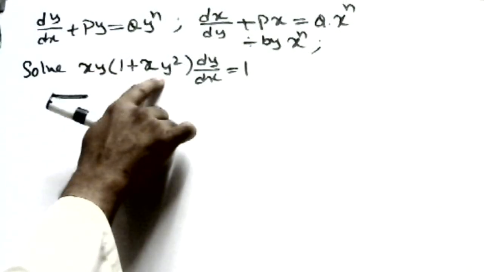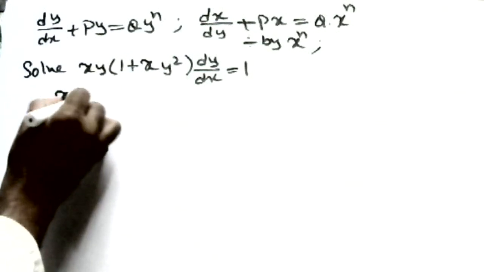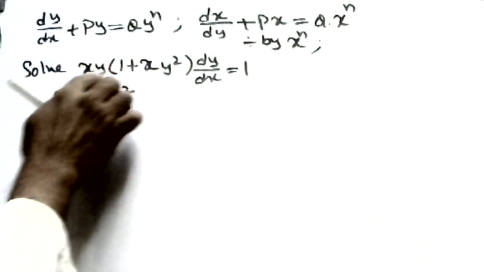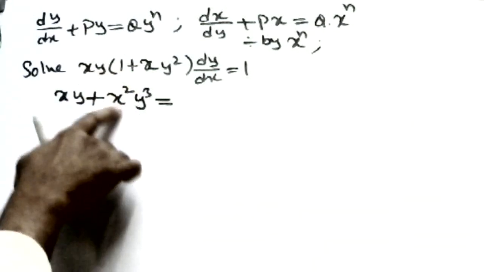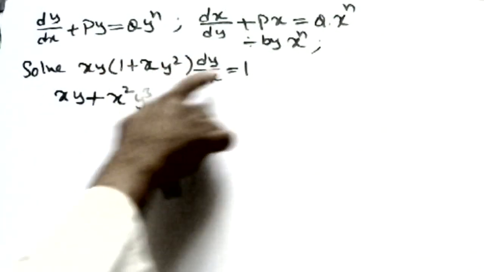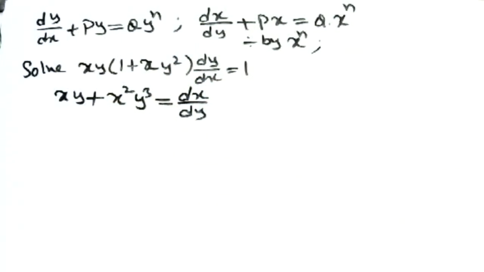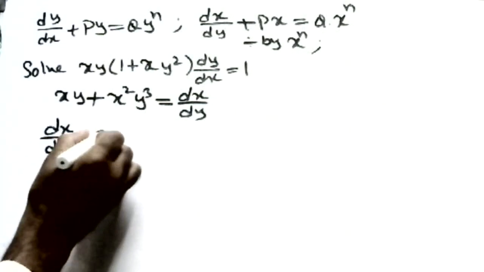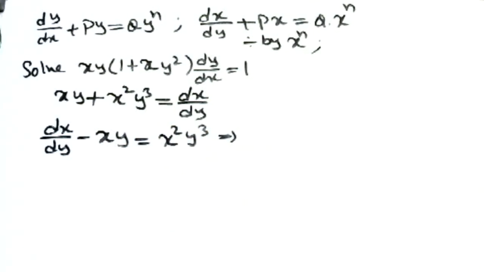You do one thing, you multiply this with xy into 1 and bring this here. You see here, xy into 1 will be xy plus x into x square, and x into y square, y cube equals xy into 1. Bring this on the other side, it will become dx by dy. Now you bring this xy here, we can write it like this: dx by dy minus xy equals x square y cube.